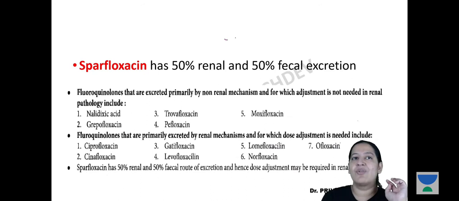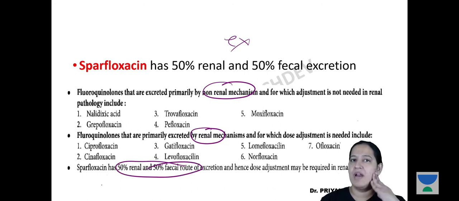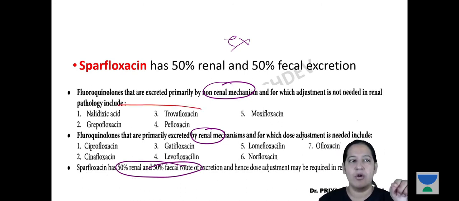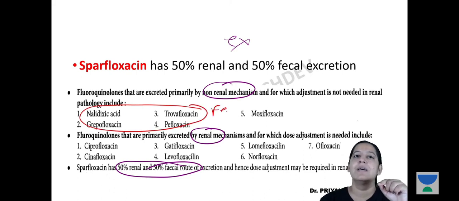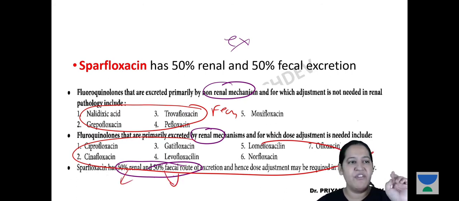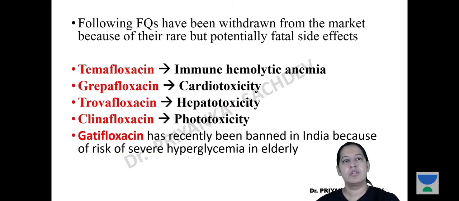What is the excretion? Excretion is by non-renal mechanism, by renal mechanism, and 50-50 by non-renal and renal. So you have to learn the drugs. Which drugs are excreted by non-renal mechanism, that is in feces? Which drugs are excreted by renal mechanism, that is in urine? And which drug is excreted 50-50% in feces and in urine? The drug which is 50-50% is sparfloxacin. Sparfloxacin is 50-50% both. So you have to learn.